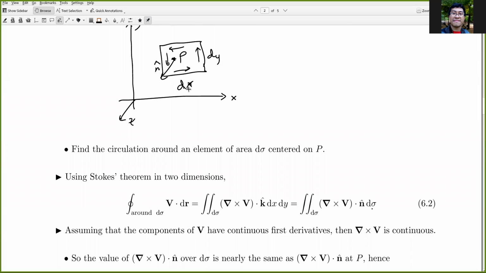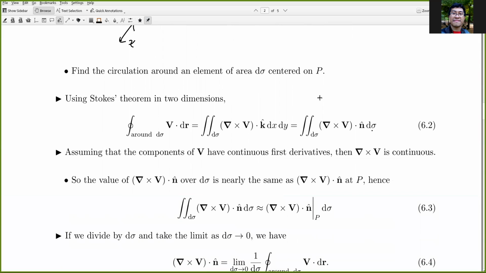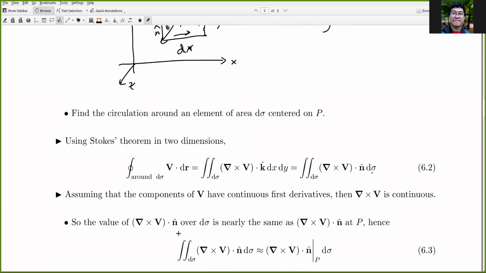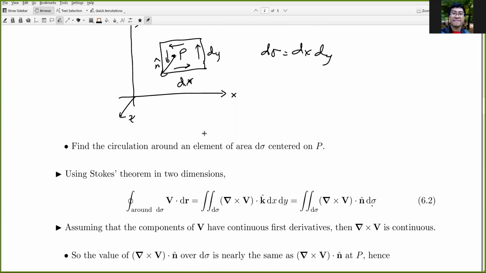So here, d sigma is dx times dy. So d sigma times the value of this would be proportional to this integral here. So we are not proportional, but they are approximately equal to each other. So here we approximate this as just this value at point P, times the area.